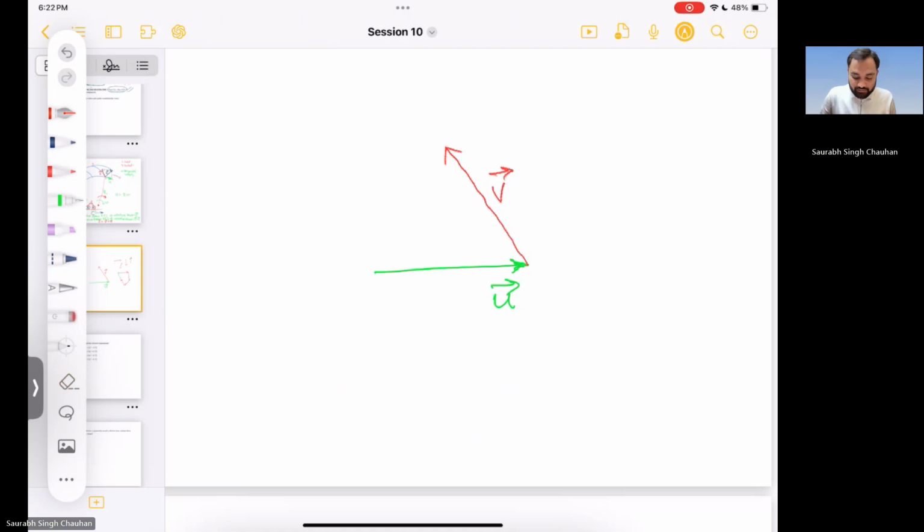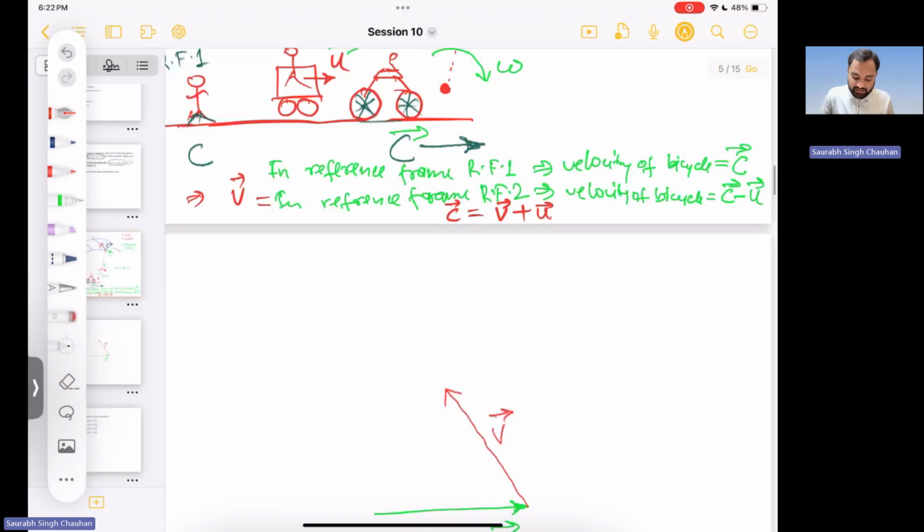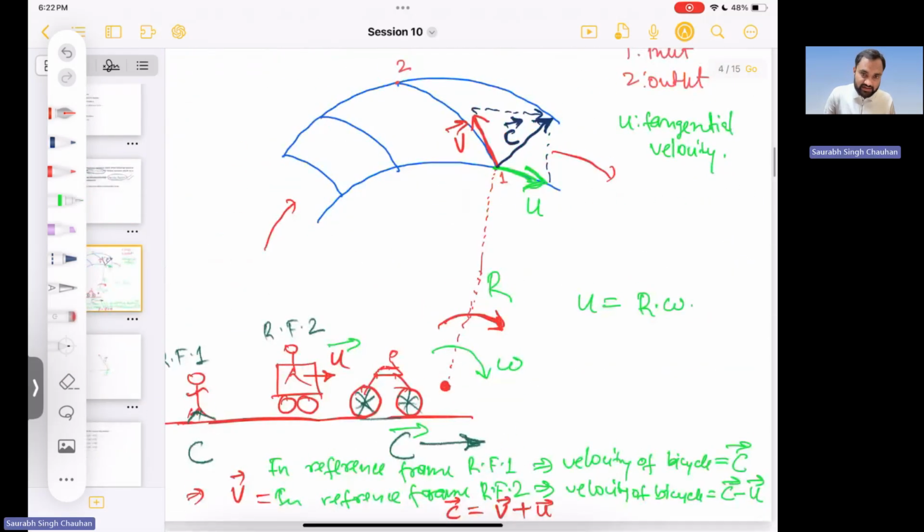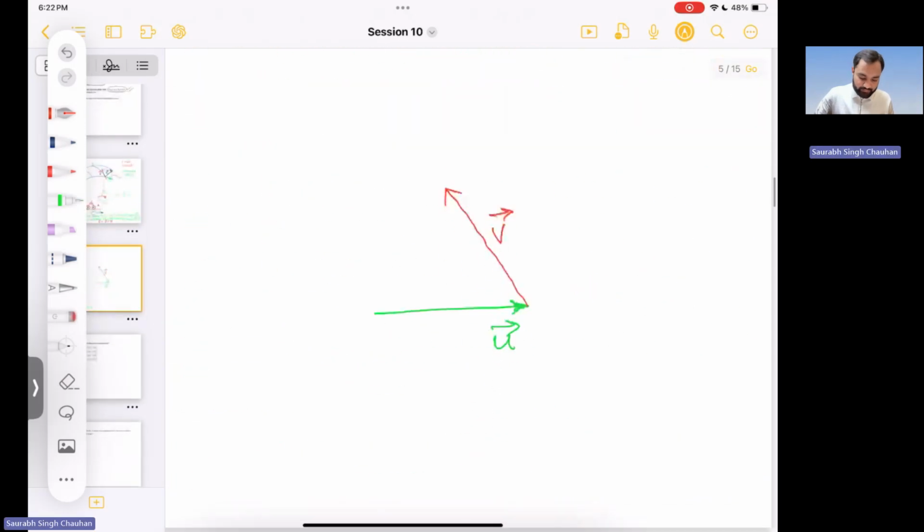Anyways, so this is the V vector. I have just rearranged. You can see I am trying to preserve the direction of V. So U vector plus V vector will give the resultant vector, which will be the absolute velocity. So this will be the resultant. This is the C vector.